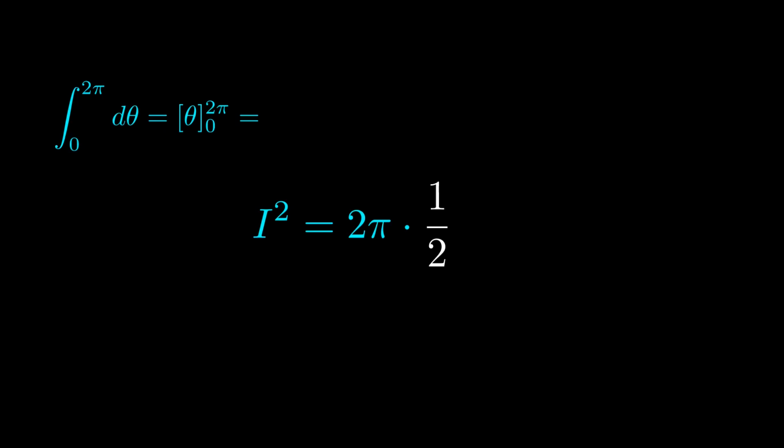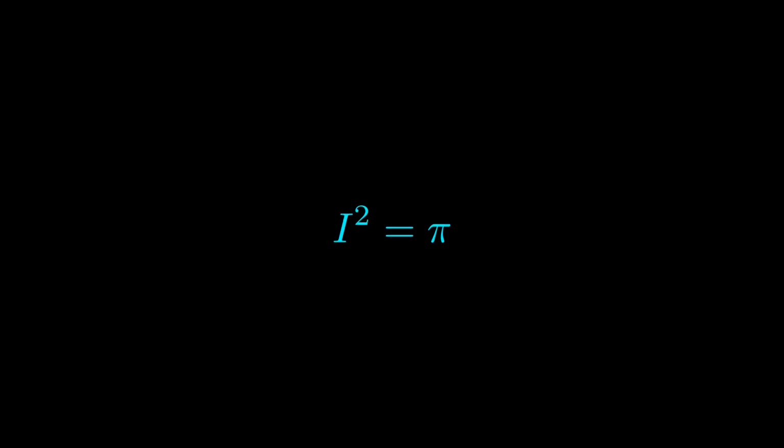Now we multiply our results together. We have 2 pi from the theta integral times 1/2 from the r integral, which gives us pi. So I squared equals pi. Remember, I squared equals pi. To find I, we take the square root of both sides. So I equals the square root of pi.